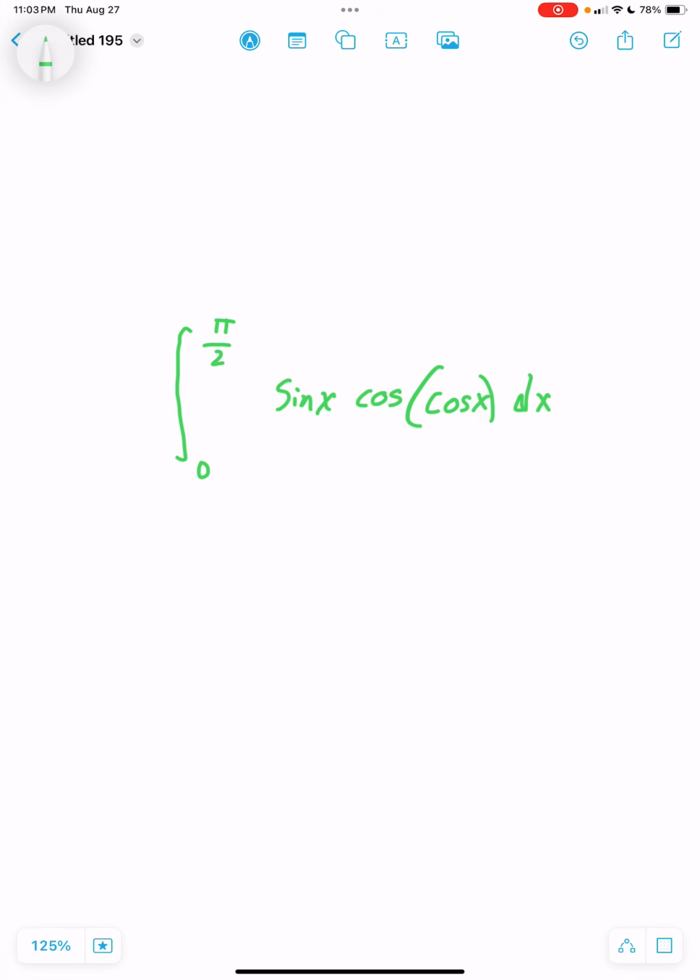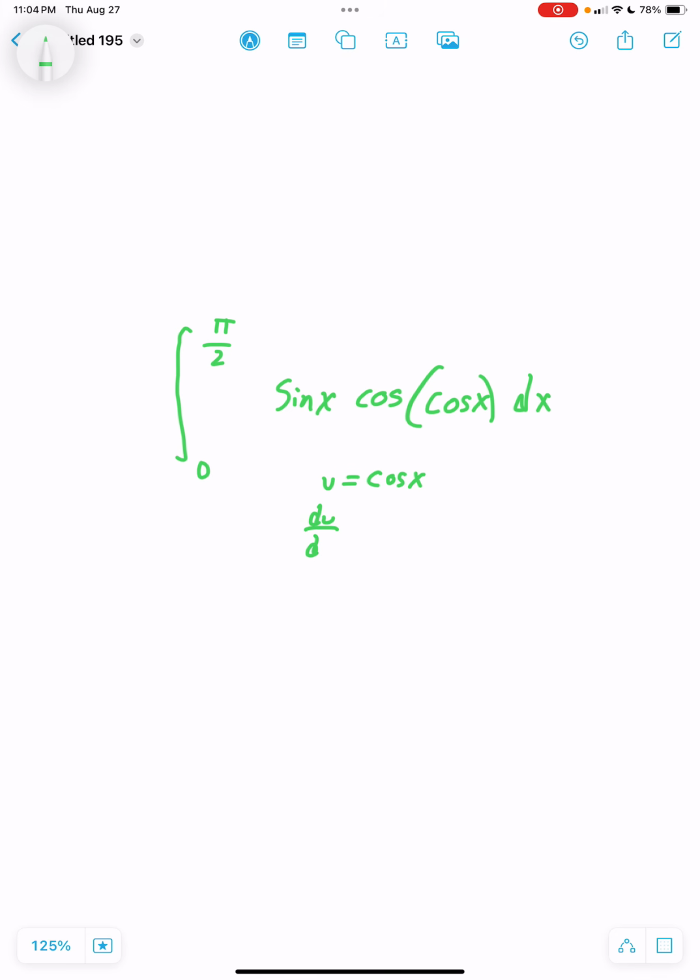Alright, here's an integral that may look quite daunting, but in reality, it's really not that hard. We have the integral from 0 to pi over 2 of sine x cosine of cosine x dx. So automatically, I have a cosine inside of a sine, cosine inside of cosine. I'm probably going to let u equal that cosine x.